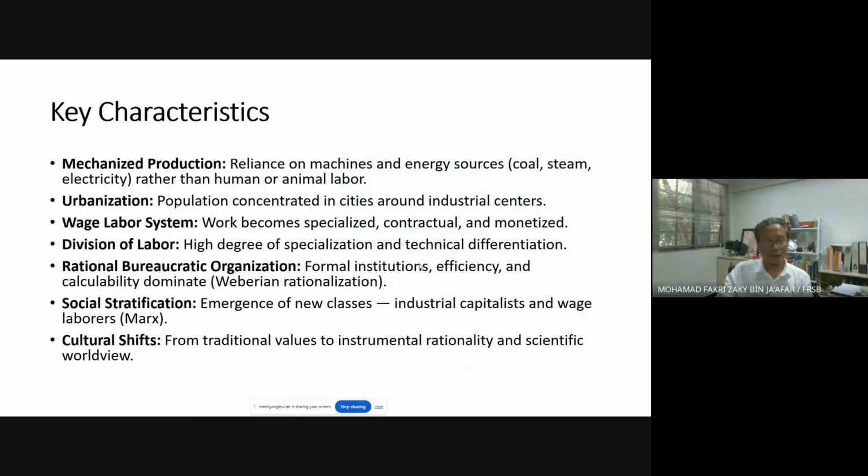Okay. So key characteristics of the industrial society are mechanized production, reliance on machines and energy sources, coal, steam, electricity, rather than human or animal labor. Urbanization, population concentrated in cities around industrial centers, and a wage labor system where work becomes specialized, contractual, and monetized. In the past, if you were, for example, a carpenter, you would make money if you made a lot of chairs, but you could also decide, okay, this week I have enough money for a month, I would only do one chair a week. So you can have that kind of control, or you can say that this week I don't want to work, I want to go visit my relatives in another town, so I would not work today. And he can negotiate the price with his customer.